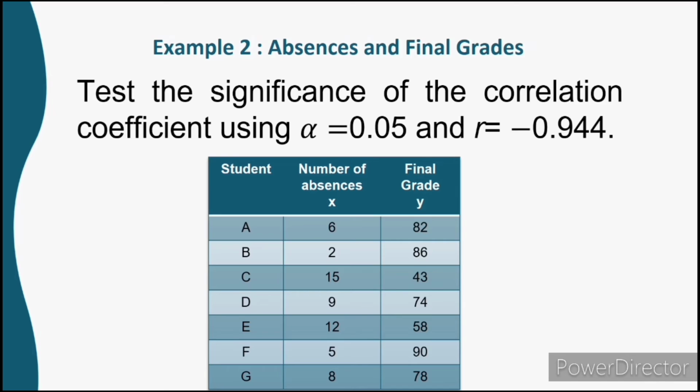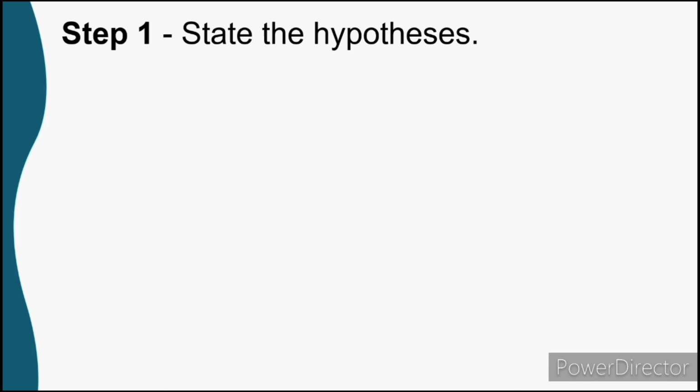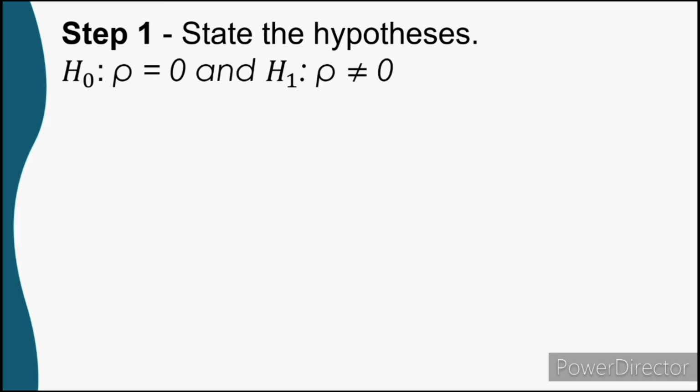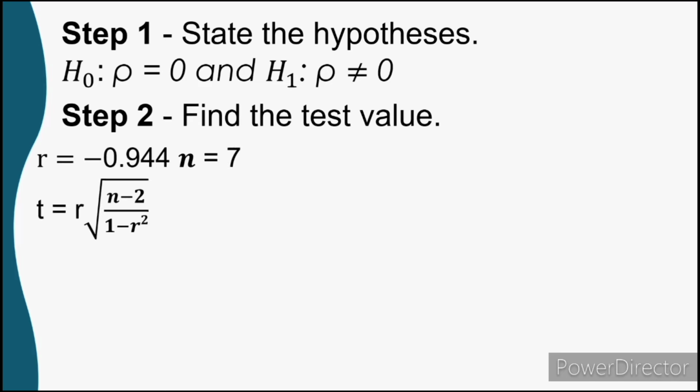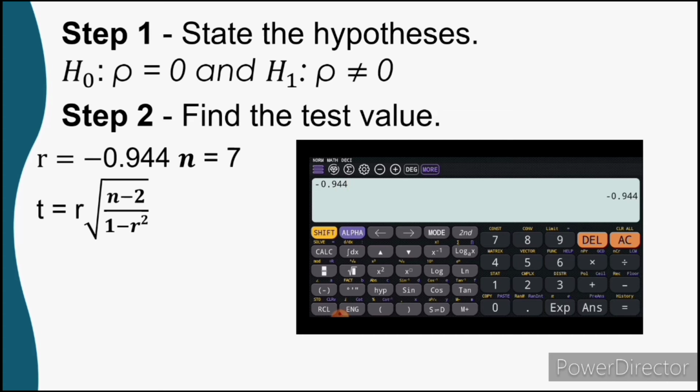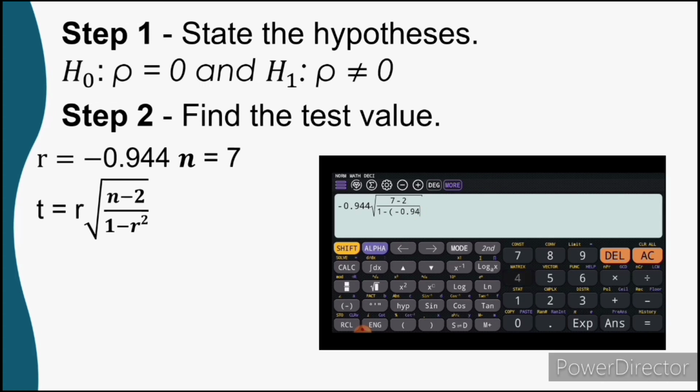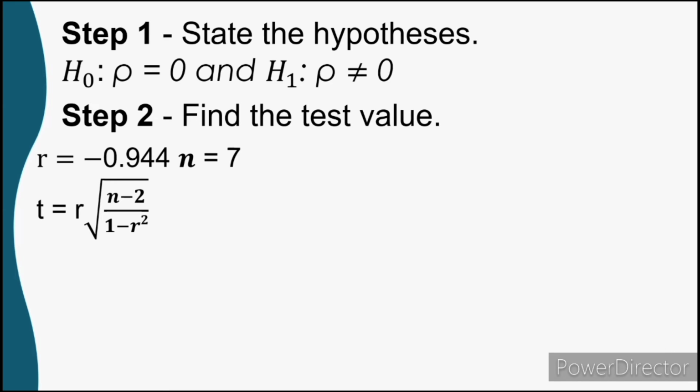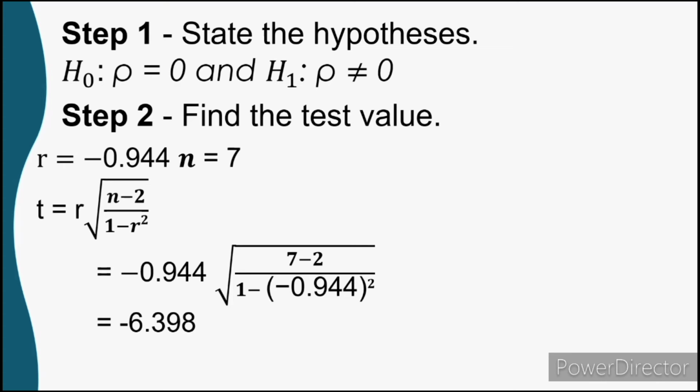Sample number 2. Test the significance of the correlation coefficient using alpha equal to 0.05 and r equal to negative 0.944. So step 1, state the hypothesis. The null hypothesis is rho is equal to 0 and the alternative hypothesis is rho is not equal to 0. Step 2, find the test value. Negative 0.944 times square root of 7 minus 2, all over 1 minus the square of negative 0.944. So we get negative 6.398.